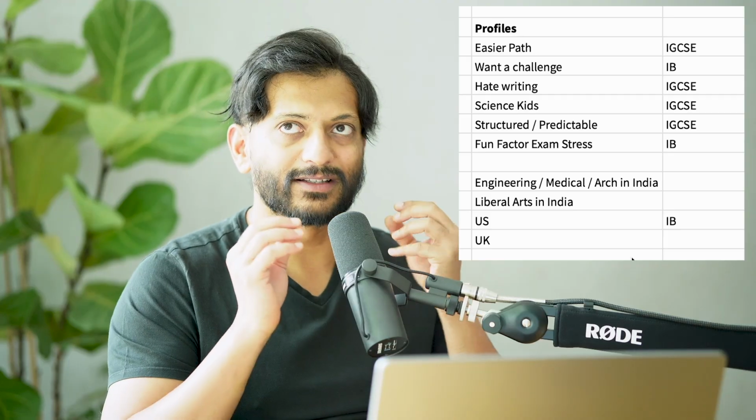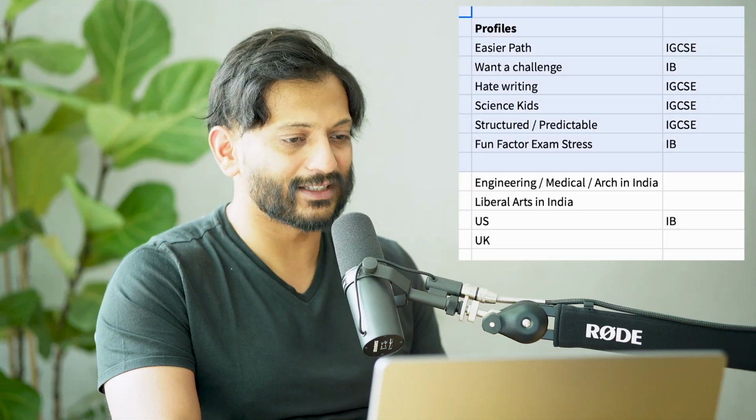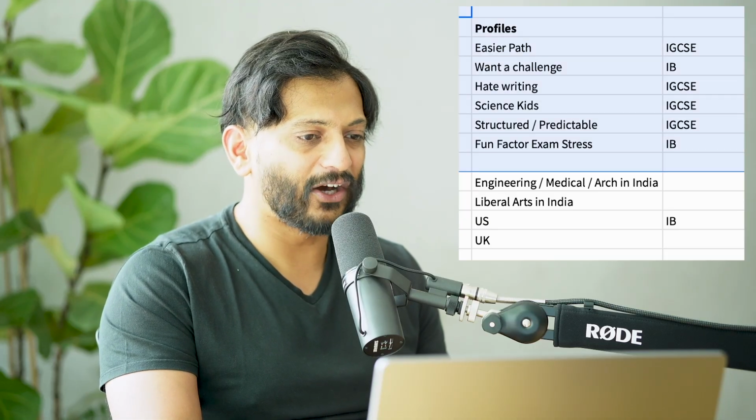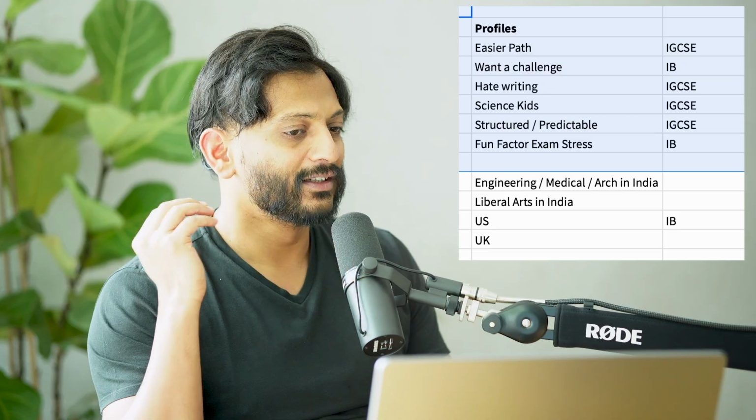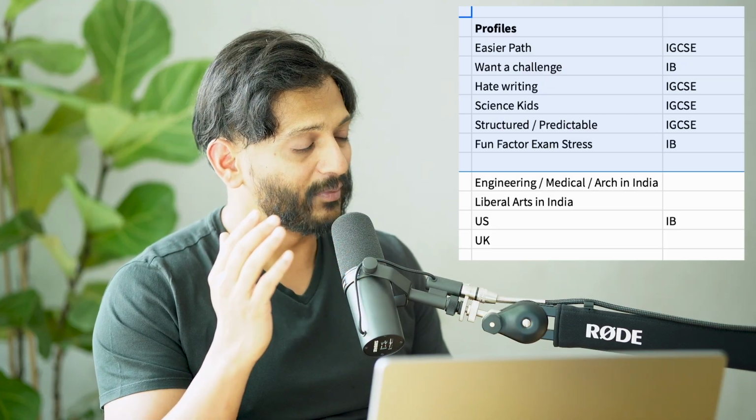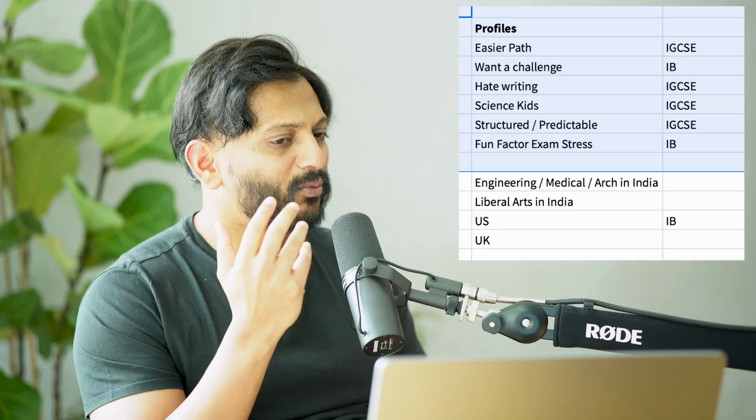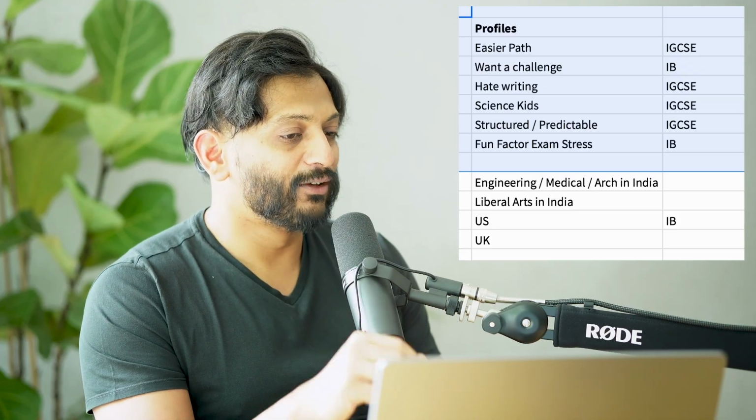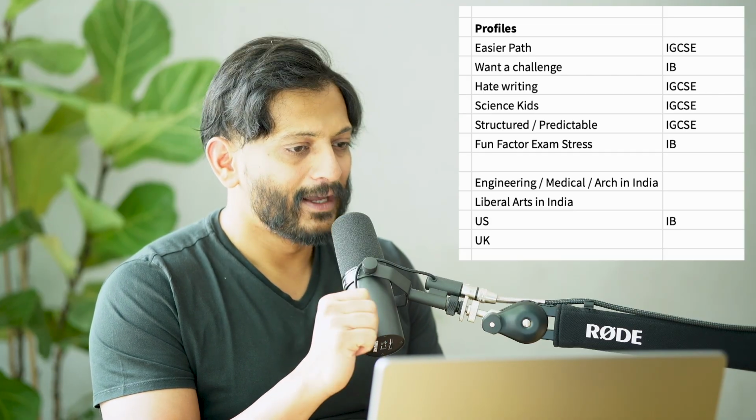Now, the second way that we wanted to think through this whole thing was in terms of profiles. And when we mean profiles, we mean the profile of the student. This was a quick synopsis of all our discussions that we've had till now in terms of the profiles. If you want to select an easier path, IGCSE is probably a better option. If you want a good challenge, you might want to pick IB. If you hate writing, you want to pick IGCSE because IB requires a lot of writing.